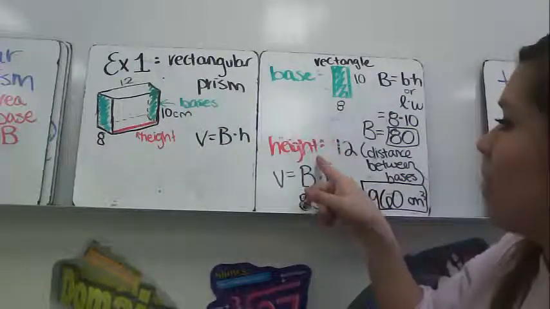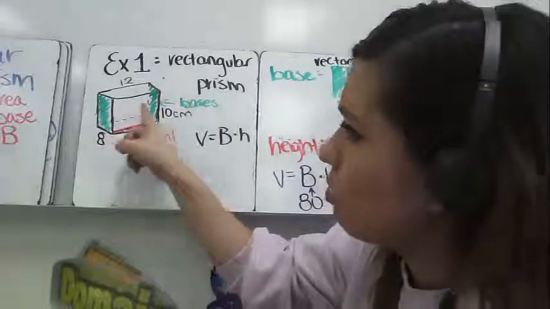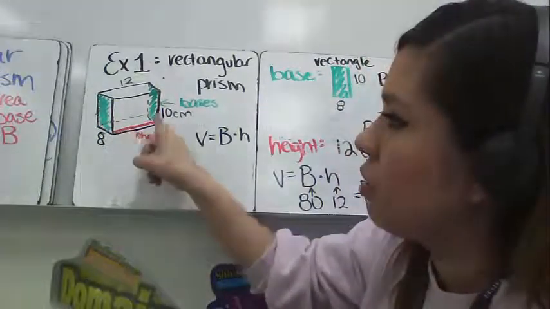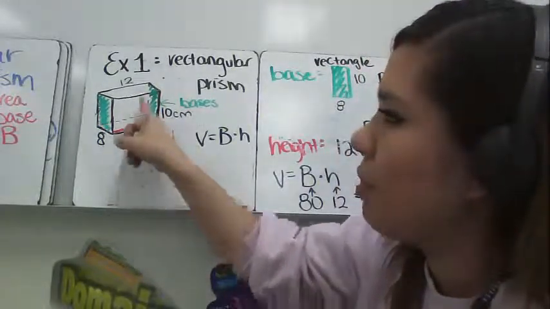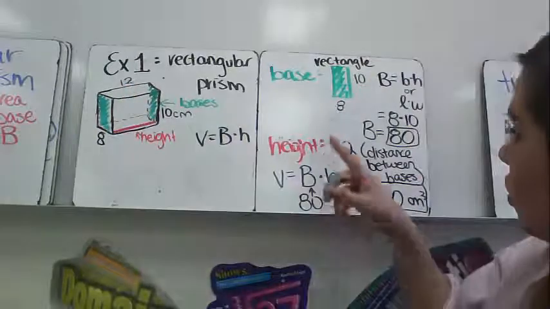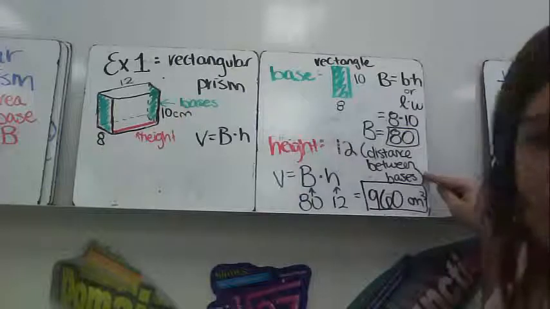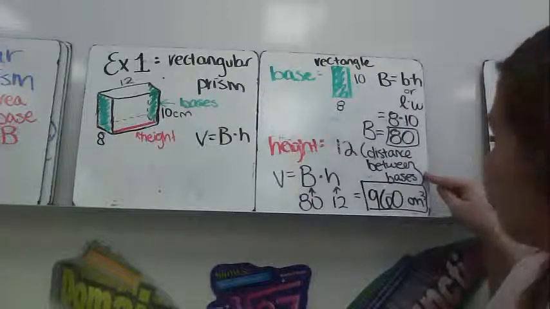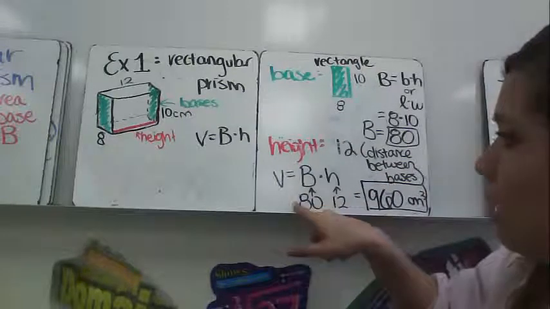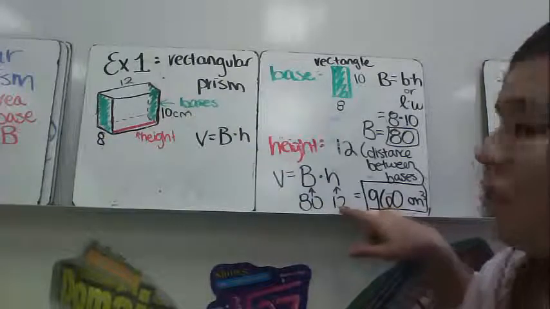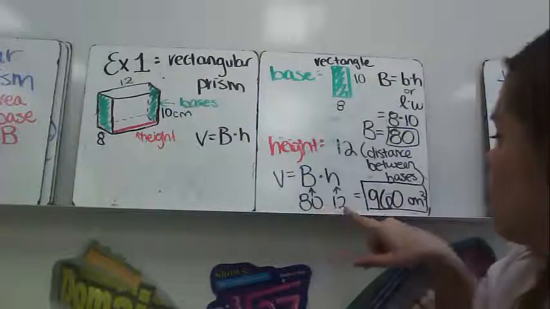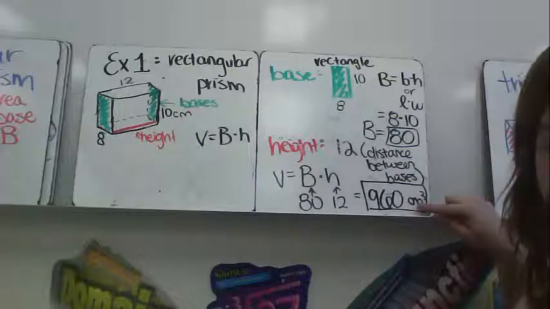Now let's look at the height. The height is the distance between the bases. So here, this red part is the height, and that measures 12. I'm going to put 12 as the height because that's the distance between the two bases. So I plug in 80 as my big B and 12 as my height. I multiply, and my answer is 960.